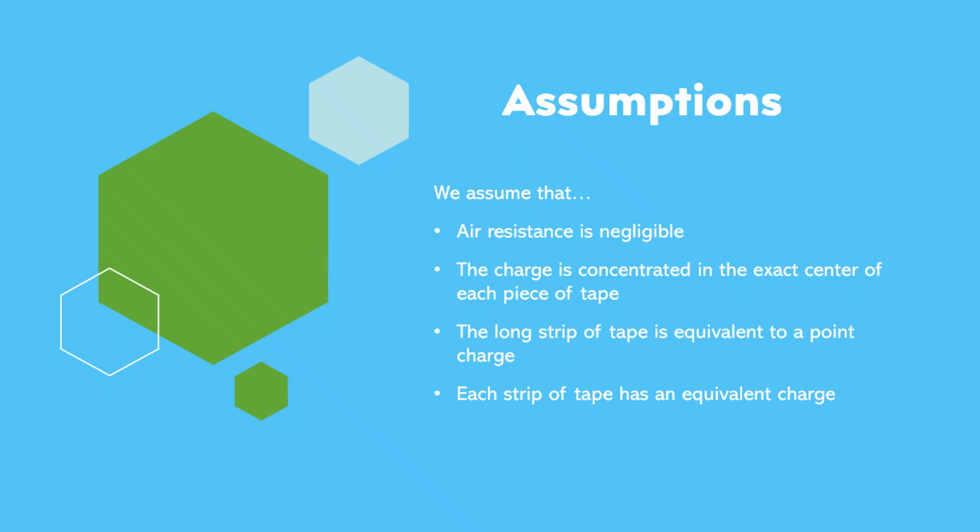One more thing before we get into the nitty-gritty of the experiment, just a couple assumptions that we've made. One is that air resistance is negligible. Two is that the charge is concentrated in the exact center of each piece of tape. And then we're also assuming that the large strip of tape is equivalent to a point charge and that each strip of tape has an equivalent charge, so each is equally charged.